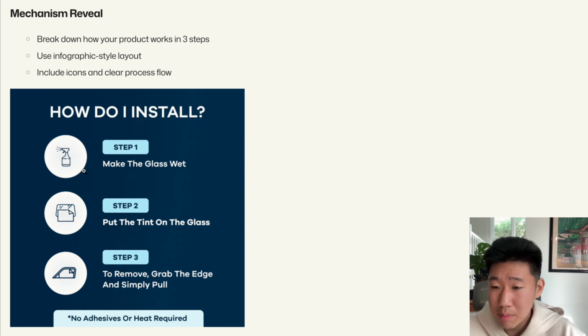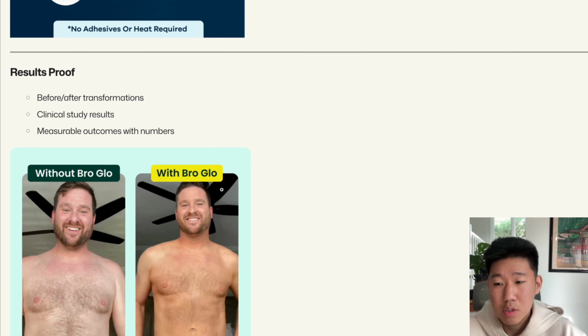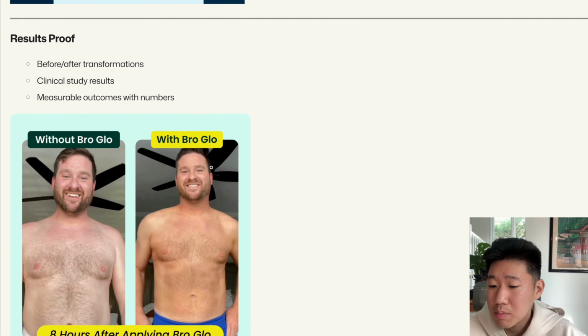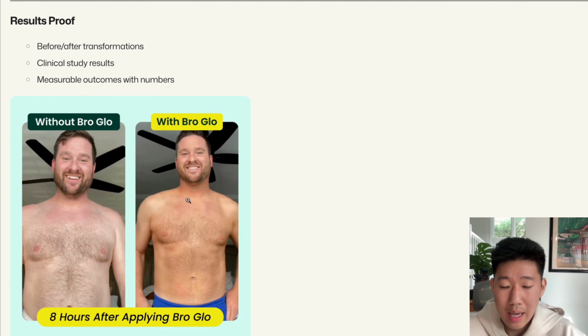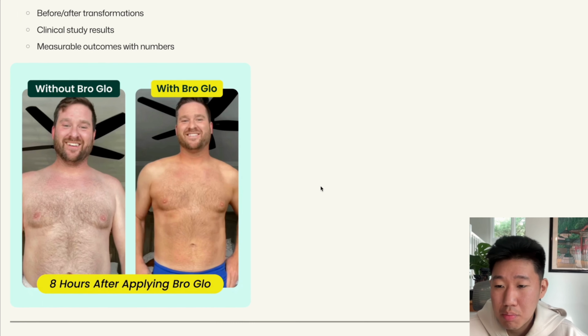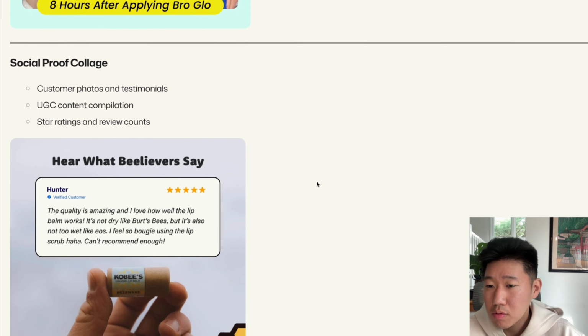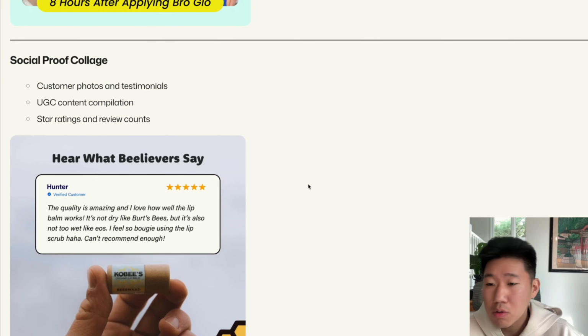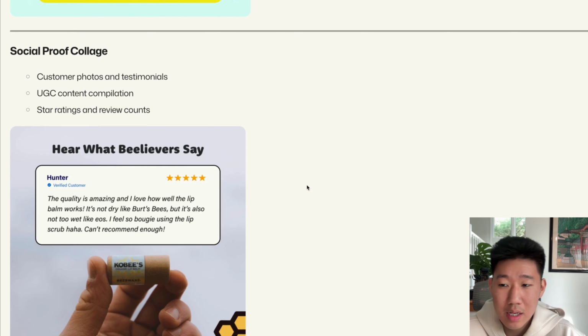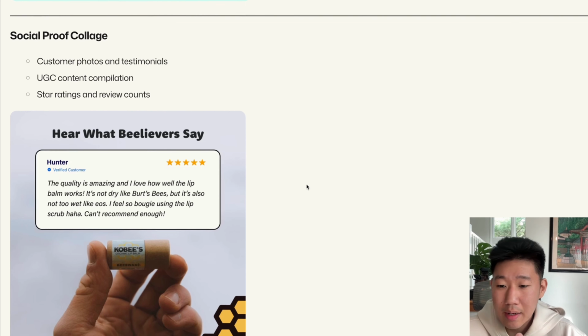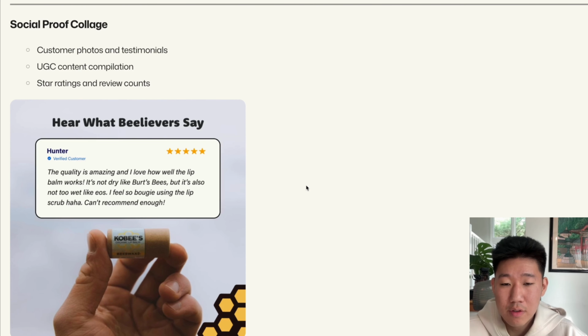Icons or images, GIFs work really, really well for this type of product image. Results: just before and afters, clinical studies, any measurable outcomes you can provide, showcasing the end transformation of what your product can do. Social proof: customer photos, testimonials, UGC content, compilations, anything that builds trust and where your shopper can feel connected to what you're promising.